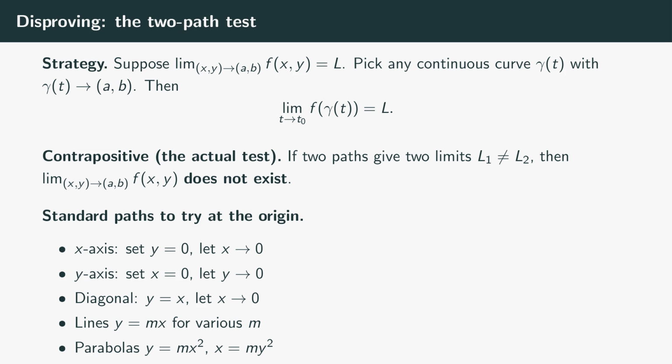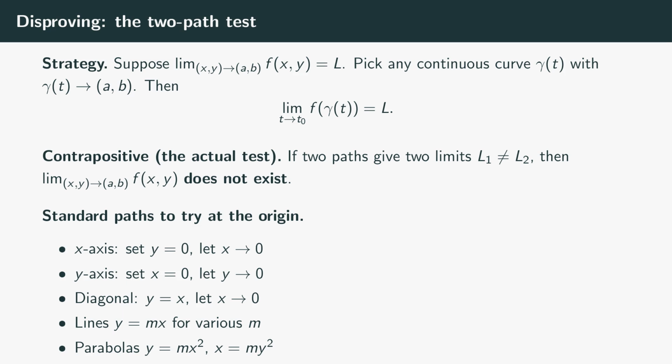Strategy: try the cheap paths first. At the origin, the easiest substitutions are the coordinate axes. Set y equals 0, see what f does as x approaches 0. Set x equals 0, see what f does as y approaches 0. If those already disagree, you're done. If not, try the diagonal y equals x. If still stalemate, try general lines y equals mx for a parameter m. If those all agree, try parabolas y equals mx squared or x equals my squared.